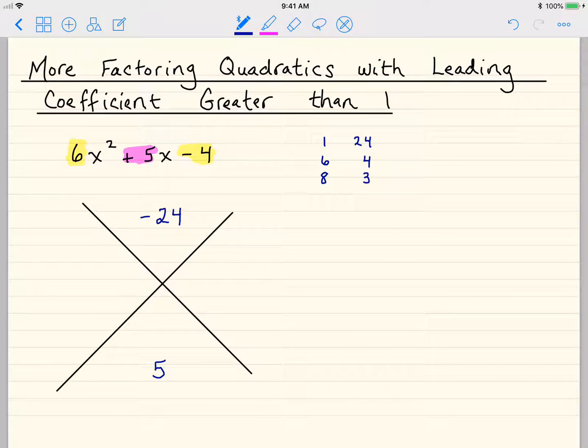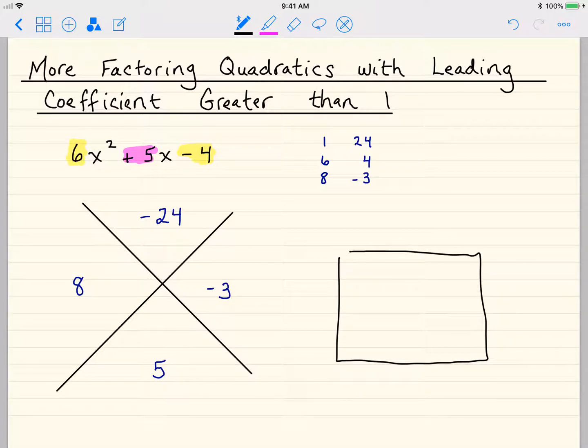8 times 3 will give me the 24, and if I have a negative sign on the 3, then 8 minus 3 would give me the 5 that I'm looking for. So those are the two factors that I want, 8 and -3. So that's the procedure that you're going through, and then you want to create a box that's 2 by 2.